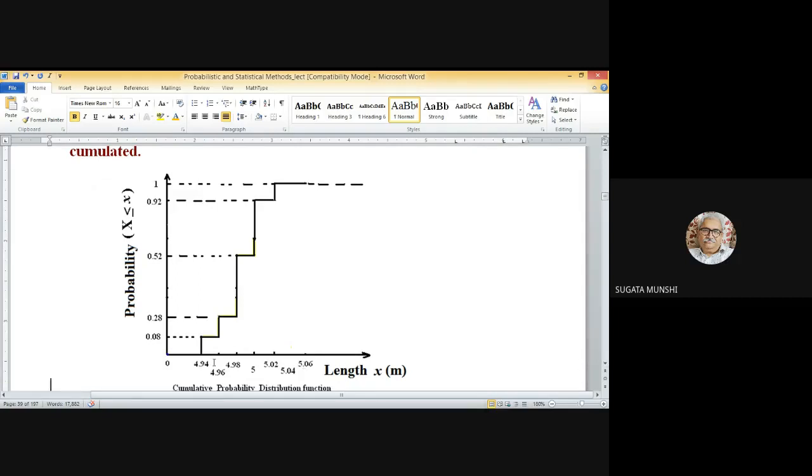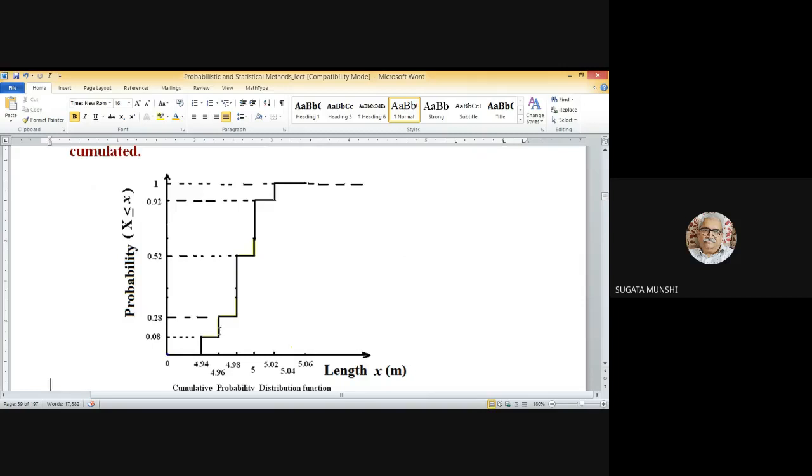So at x equal to 4.94, that probability value changes from 0 to 0.08. At x equal to 4.96, it changes from 0.08 to 0.28. At x equal to 4.98, it changes from 0.28 to 0.52. At x equal to 5, it increases to 0.92. At x equal to 5.02, it increases to 1. Then it remains constant, obviously, at that value.